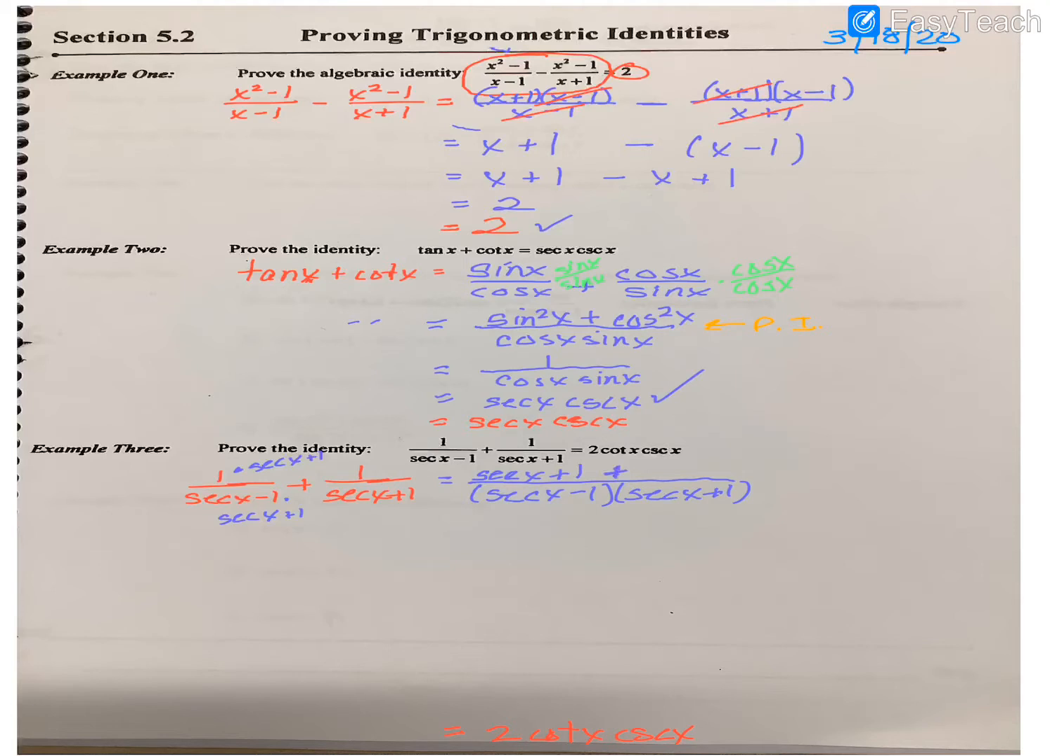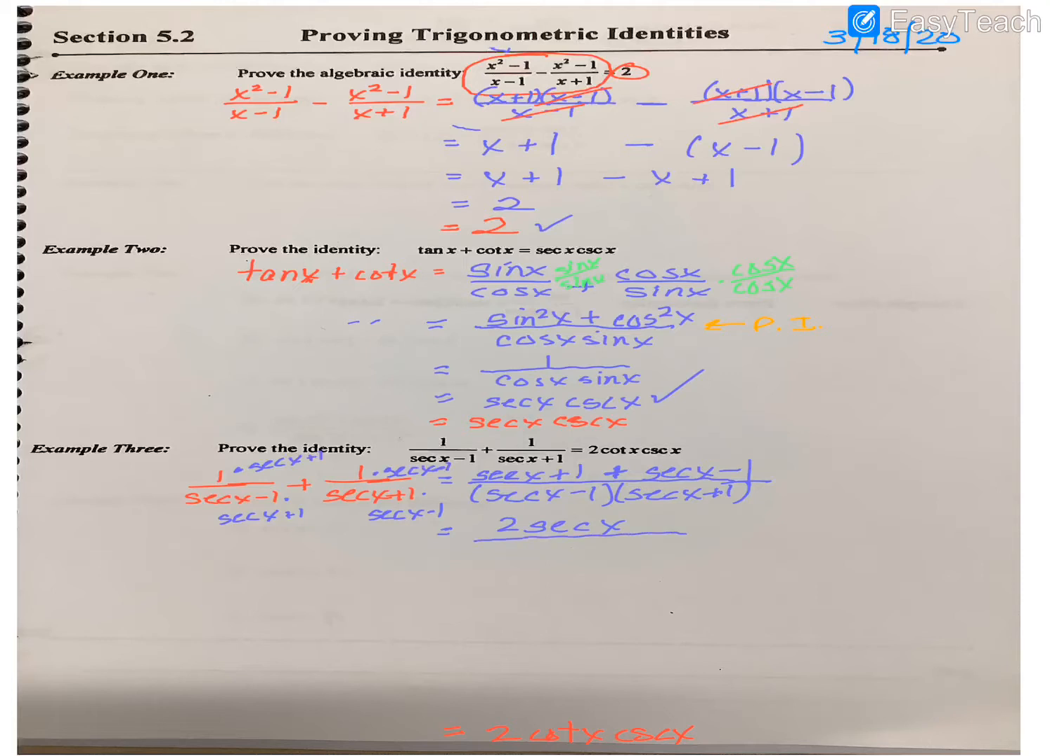Plus second fraction. It currently has a denominator of secant x plus 1. To get to my common denominator, we're going to need to multiply by secant x minus 1. What I do to the denominator, I do to the numerator. So I'm multiplying by secant x minus 1. 1 times secant x minus 1 is secant x minus 1. Okay. I'm going to clean up that numerator, of course. 1 secant x plus 1 secant x is 2 secant x. 1 minus 1 will cancel.